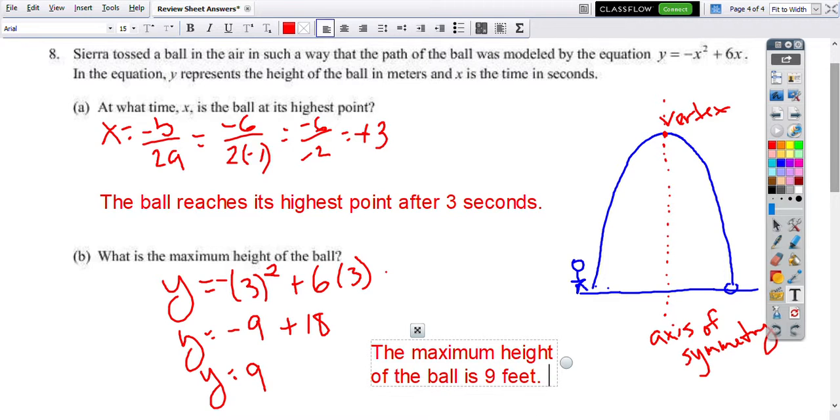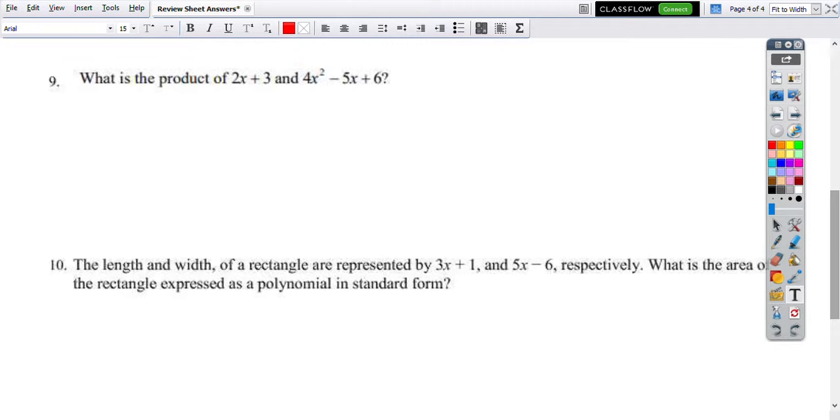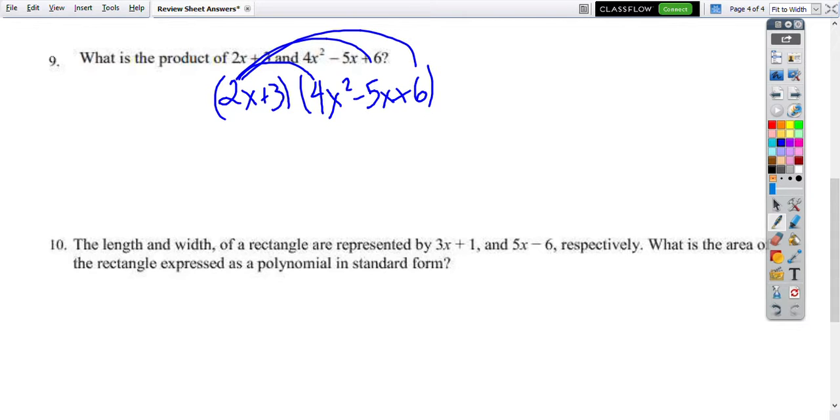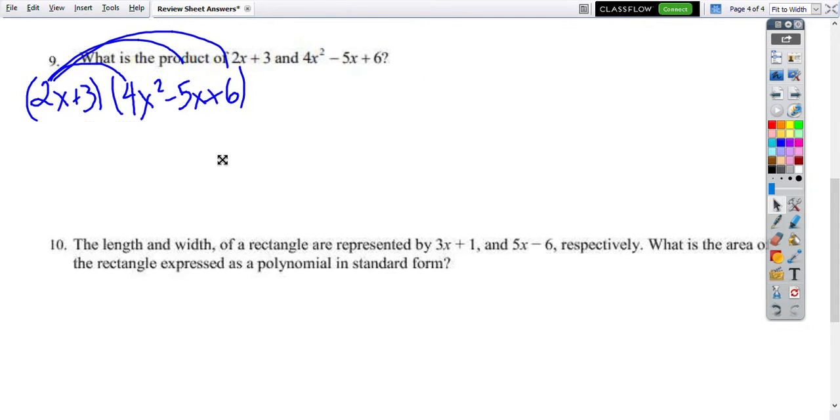All right, and then going down, we get a product question, so we're multiplying these two. I'm taking 2x plus 3 and multiplying that times 4x squared minus 5x plus 6. So I'm just going to distribute the 2x to all three terms. I'm just going to move this over a little bit so we have some room.